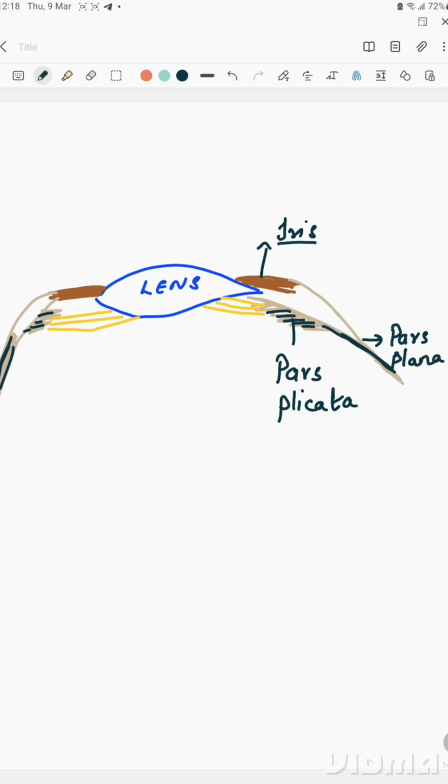Now, from the ciliary body arise band-like structures. You see here, these ones. These are the zonules, and these zonules help to keep the lens in position. Moving on to the function of ciliary body. The first function of ciliary body is accommodation.